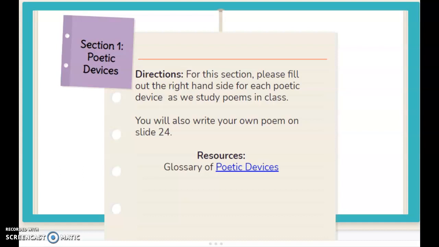Let's take a look at section 1, Poetic Devices, and the directions here. It reads, for this section, please fill out the right-hand side for each poetic device as we study poems in class. You will also write your own poem on slide 24, and you'll notice that there are some resources linked here.